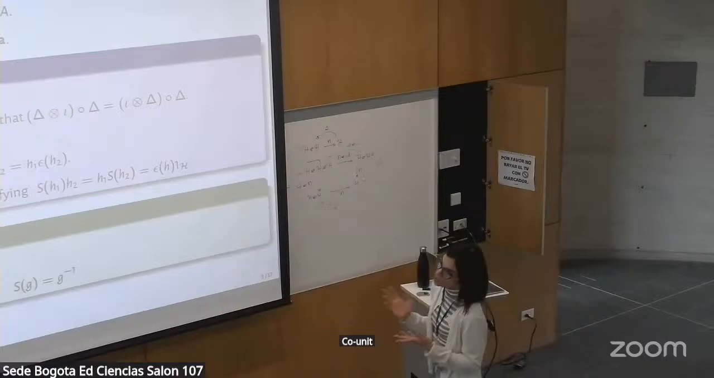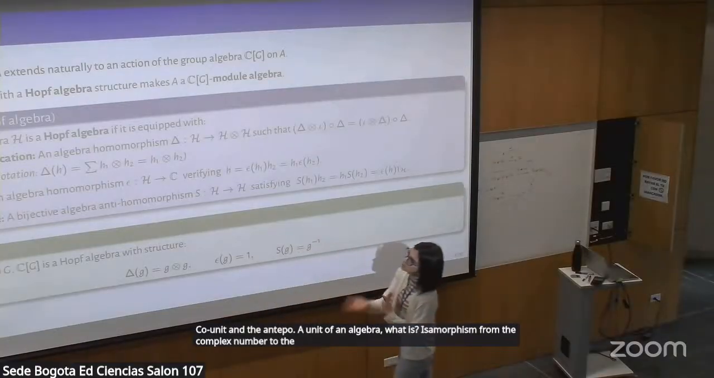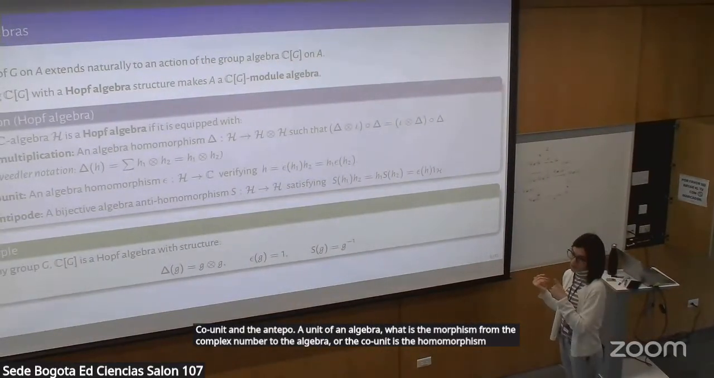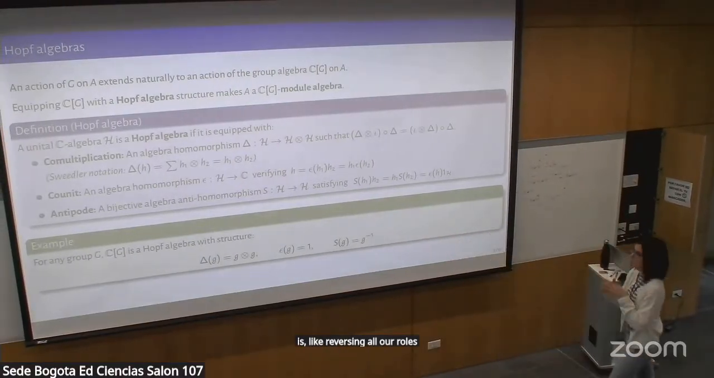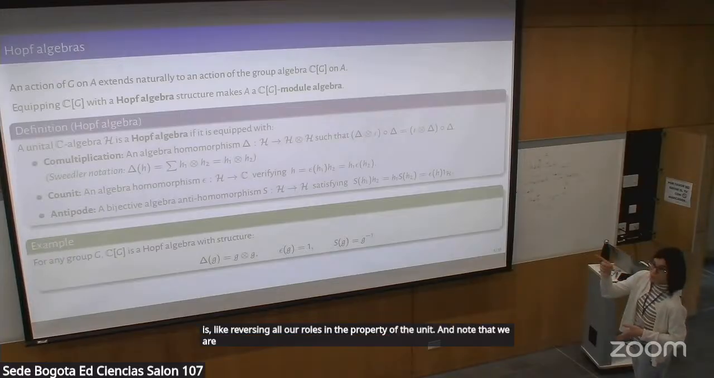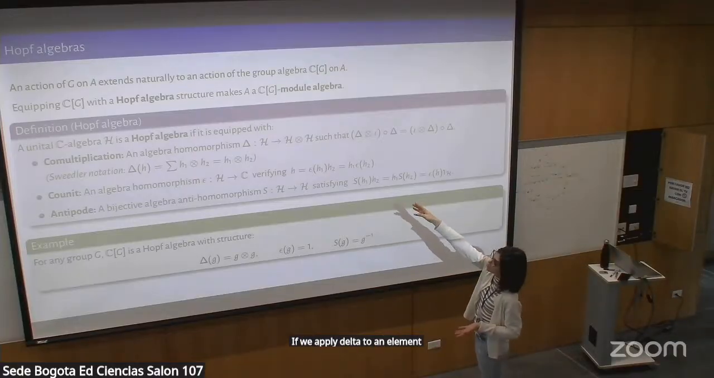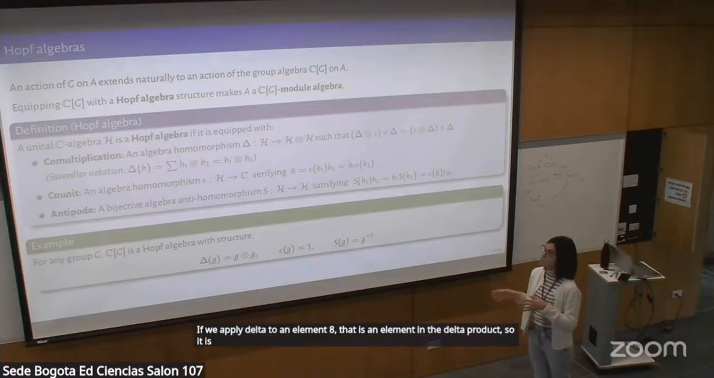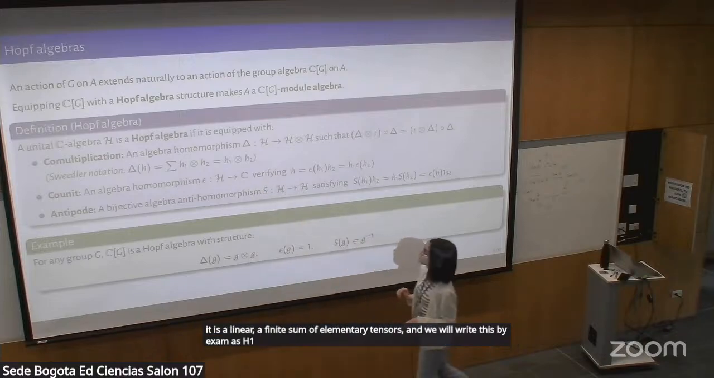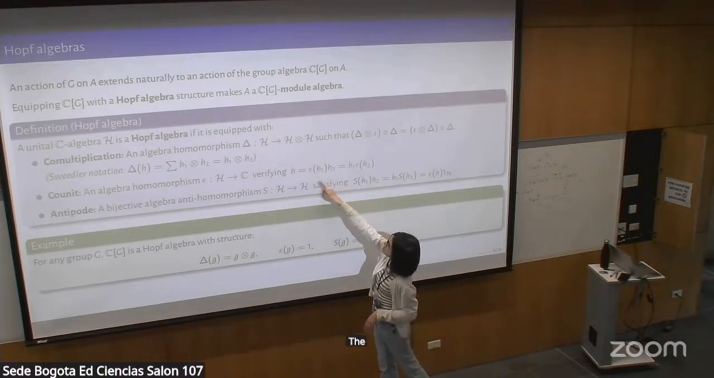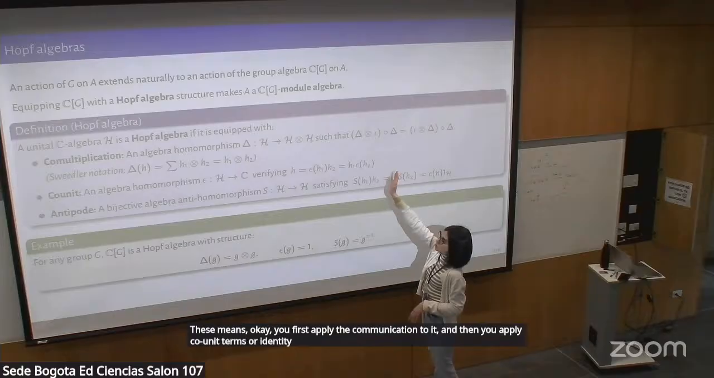A unit of an algebra is a morphism from the complex numbers to the algebra. Well, the co-unit is a homomorphism from the algebra to the complex numbers. And this property is like reversing all arrows in the property of a unit. And note that we are using Sweedler notation for the co-multiplication, okay? If we apply delta to an element a, that is an element in the tensor product, so it is a finite sum of elementary tensors. And we will write this finite sum as h1 tensor h2. So this means, okay, you first apply the co-multiplication to a, and then you apply co-unit tensor identity or identity tensor co-unit, and we recover a.